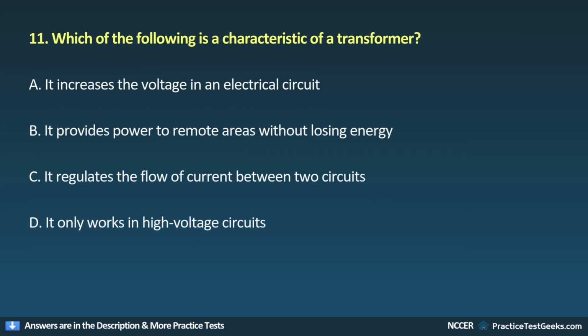11. Which of the following is a characteristic of a transformer? A. It increases the voltage in an electrical circuit. B. It provides power to remote areas without losing energy. C. It regulates the flow of current between two circuits. D. It only works in high-voltage circuits.